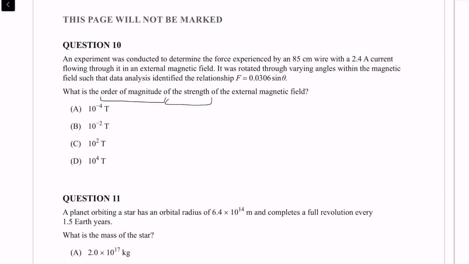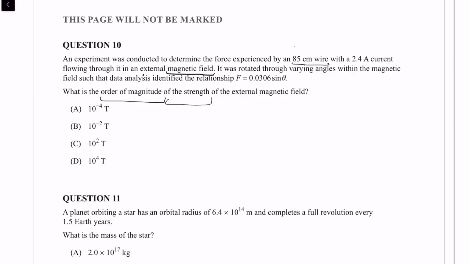All right, so just going straight to facts now. Actually, I won't go straight to facts. I want to know what other variables I have, so I know what letters to use and what formula I might use. So 2.4 current flowing through it, an external magnetic field.